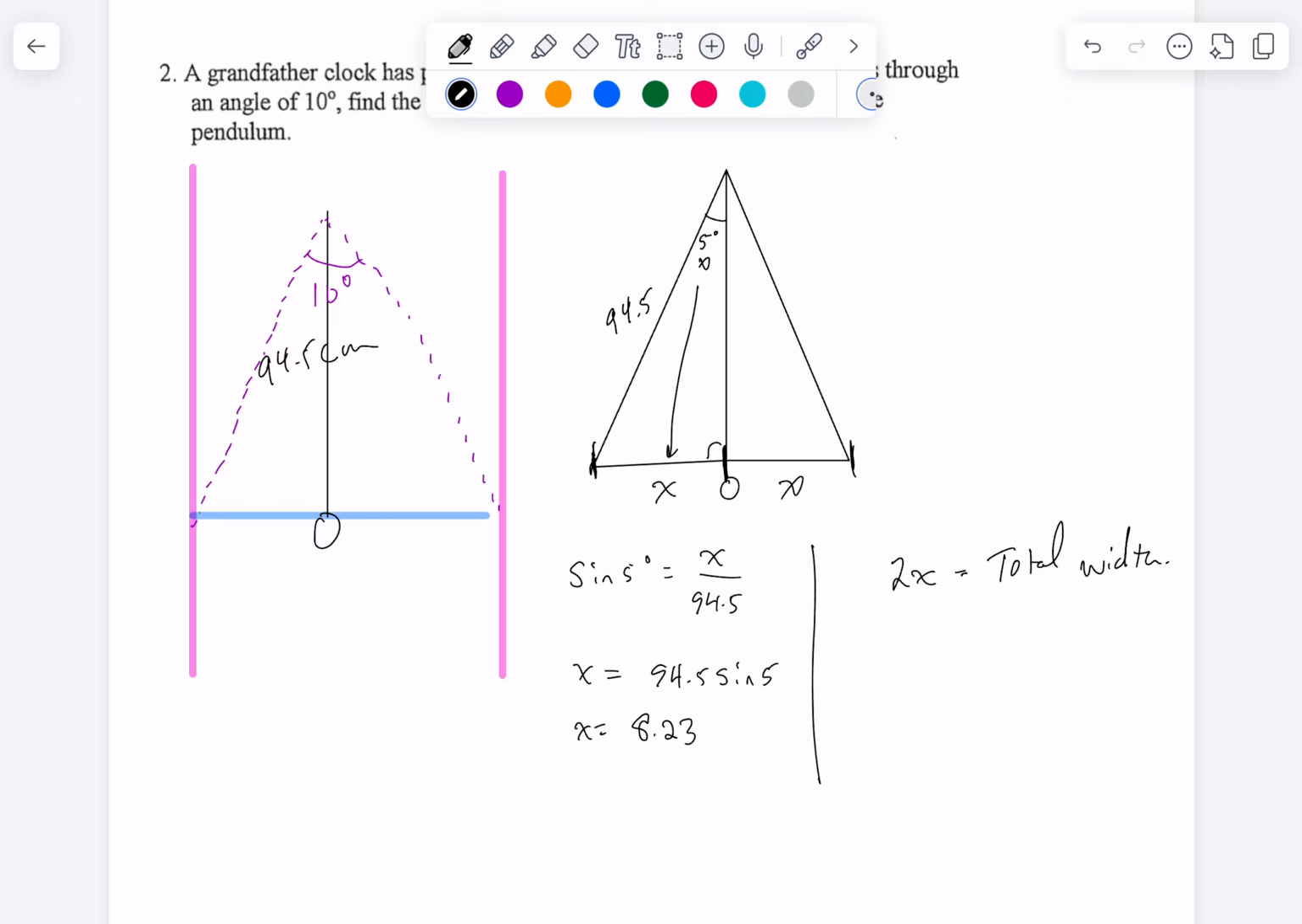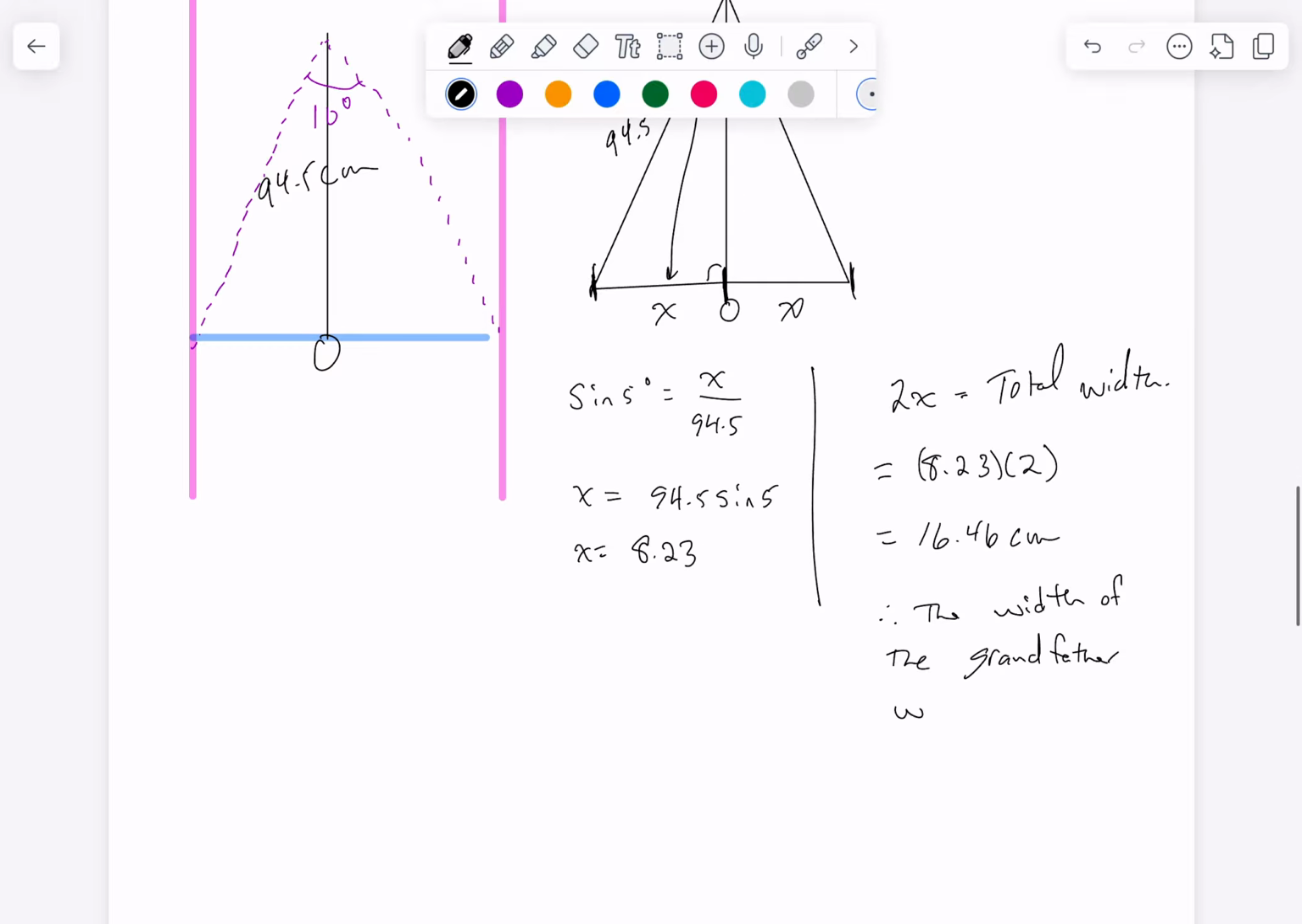Okay, and so total width would have been equal to 8.23 times 2, which would have been 16.46 or something like that, right? I think that was the answer. Okay. And then you can say, therefore, the width of the grandfather clock would be 16.46 centimeters. Okay, so that's one way.